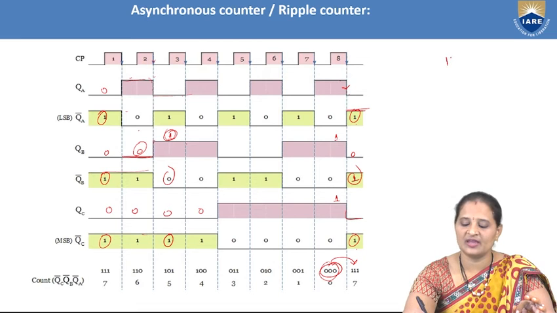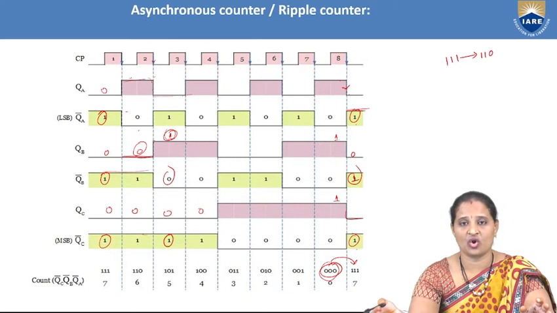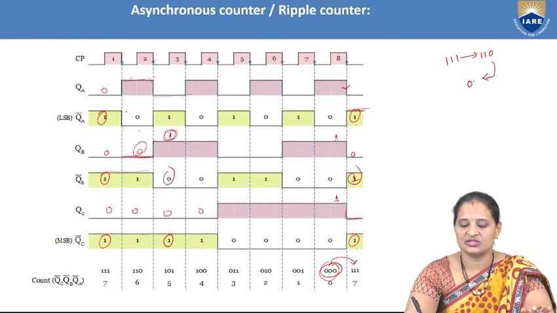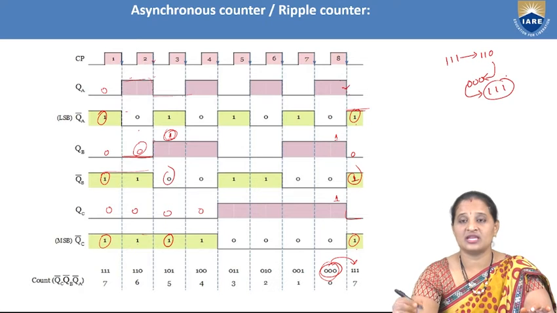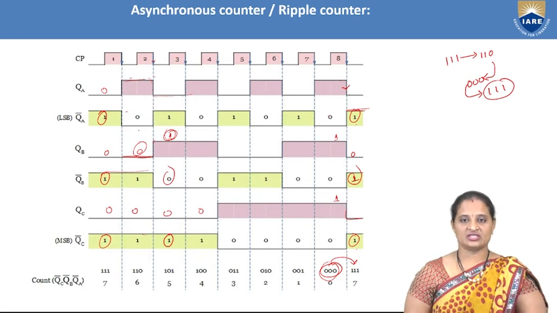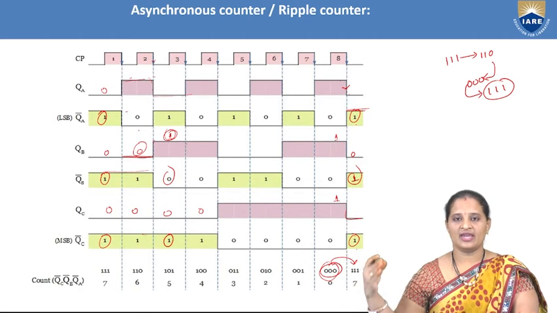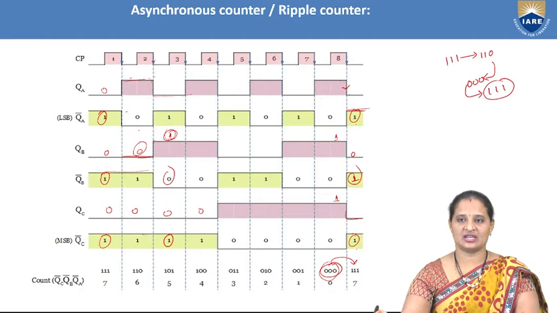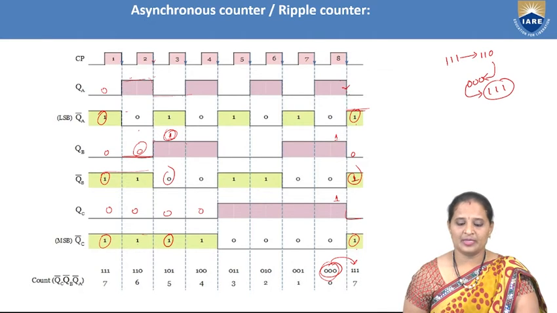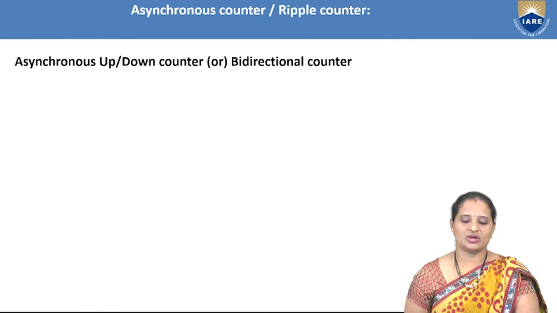That means initially the down counter will start the count from 1, 1, 1, and it will be decremented by 1 for every clock pulse, and it will go down to 0, 0, 0. Once it has reached 0, 0, 0, again the count will start from 1, 1, 1, next 1, 1, 0, and so on. That means initially it starts from 1, 1, 1, that is 7, and it will go down to 0. Once the count state becomes 0, again it will enter into the next state as 1, 1, 1. So this is the operation of the asynchronous down counter.